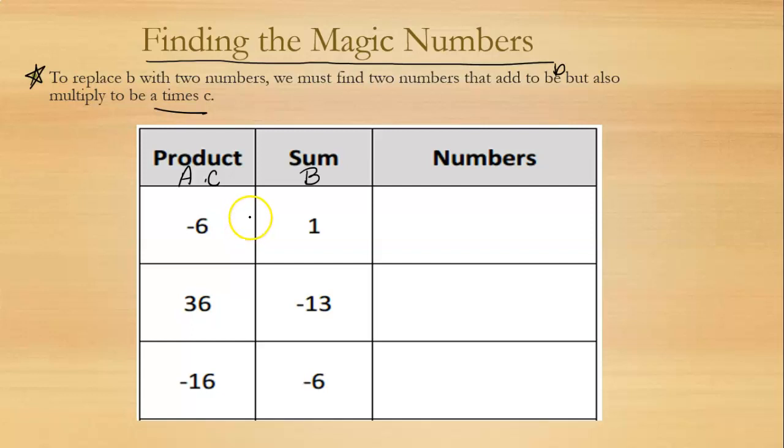I want you to pause the video and see if you can find the magic numbers. Two numbers that multiply to be -6 and add to be 1. Go ahead and do that now.